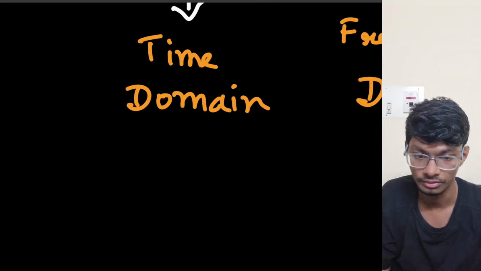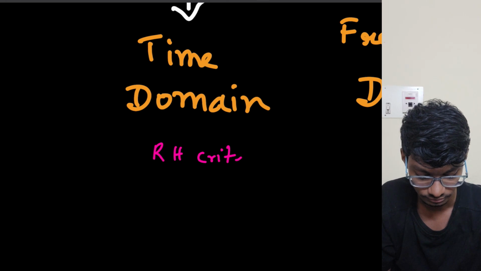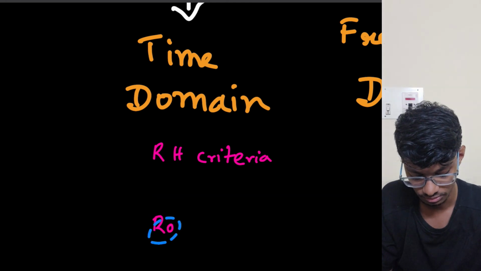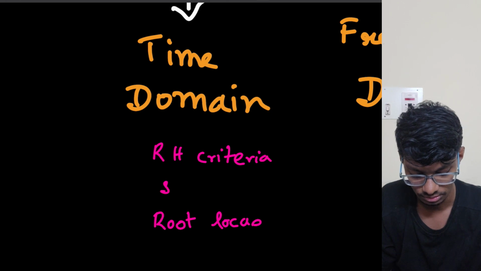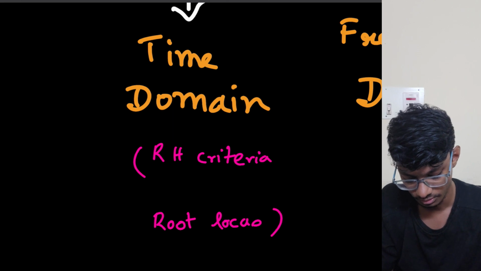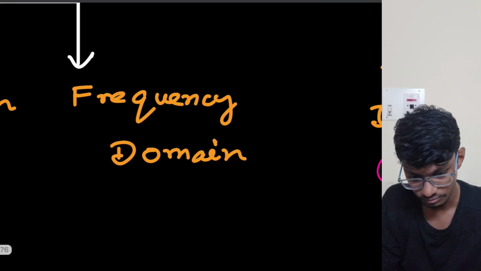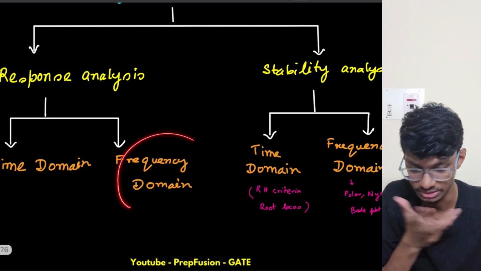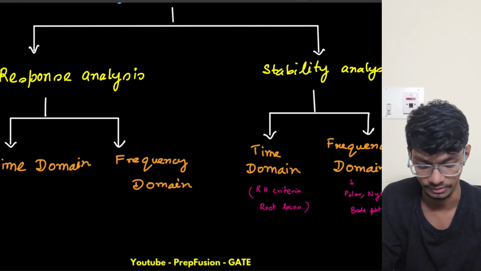And in time domain, how will we do that? With RH criteria and with root locus. With root locus we find the stability, and also other parameters, and RH criteria, okay. So these two are there. And in frequency domain, what do we do? We just give some sine input and check the output response. We simply measure the response, and here also we give some step, impulse input, and we find the response, right?